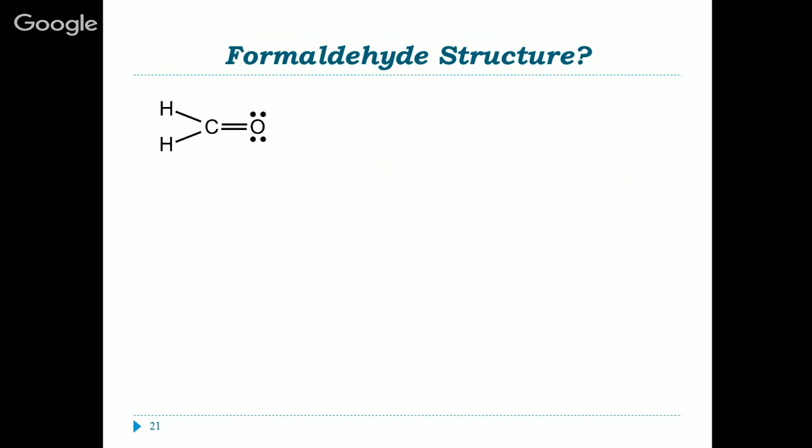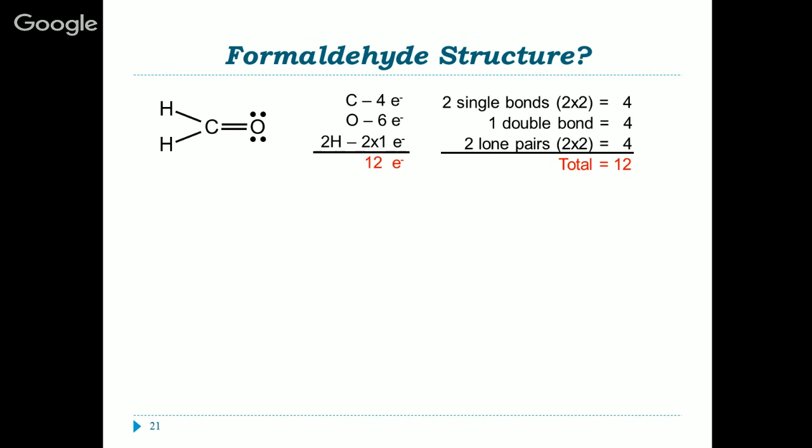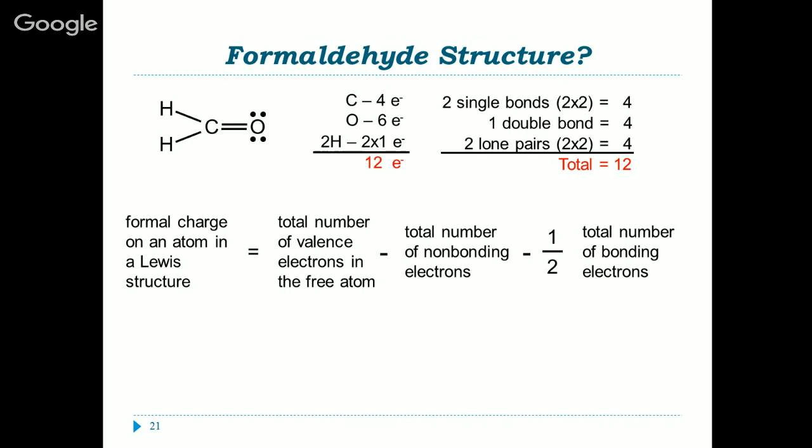The other possibility for the formaldehyde structure, once again, 4 plus 6 plus 2 gives us our 12 valence electrons that have to show up in this structure. So I've got my 2 single bonds, which are 4 electrons. I've got a double bond here. That's another 4 electrons. And then I have 4 electrons in lone pairs for oxygen. So 12 is 12. I can look at calculating the formal charge again.